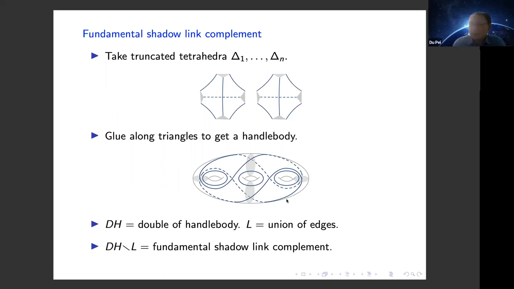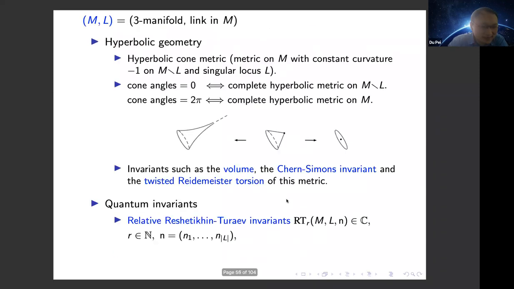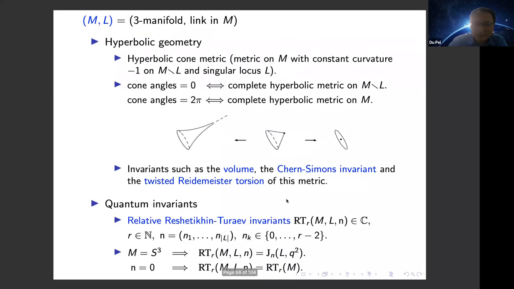You mentioned at some point that the assumption on the hyperbolic metric of this pair M, L is that one assumption is that all the components of the link are geodesics. So how is it related to fixed cone angle along the components? It seems that you are using these two conditions interchangeably.